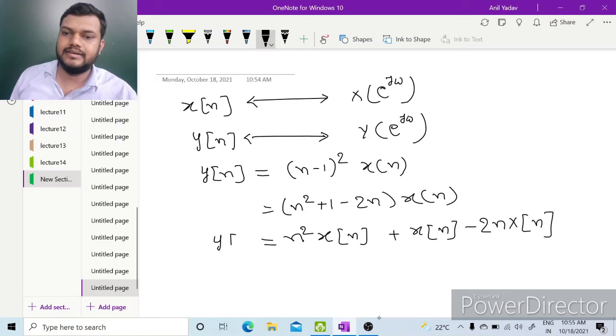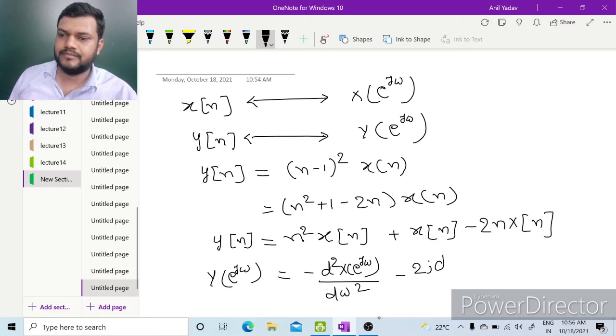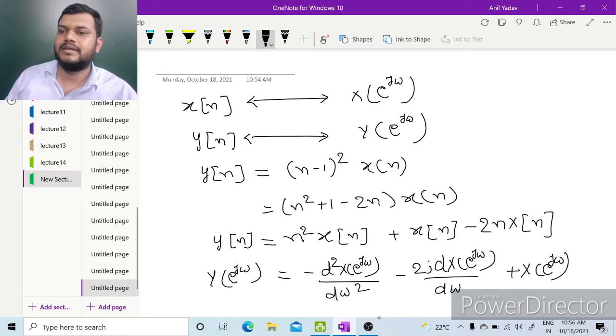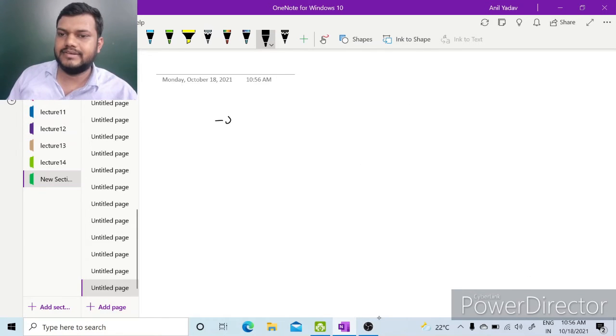So by the differentiation in frequency domain property, we can write Y(e to the power j omega) will be minus d square X(e to the power j omega) upon d omega square, minus 2j dX(e to the power j omega) by d omega, plus X(e to the power j omega), because we know that minus jn x(n) has DTFT as dX(e to the power j omega) upon d omega.